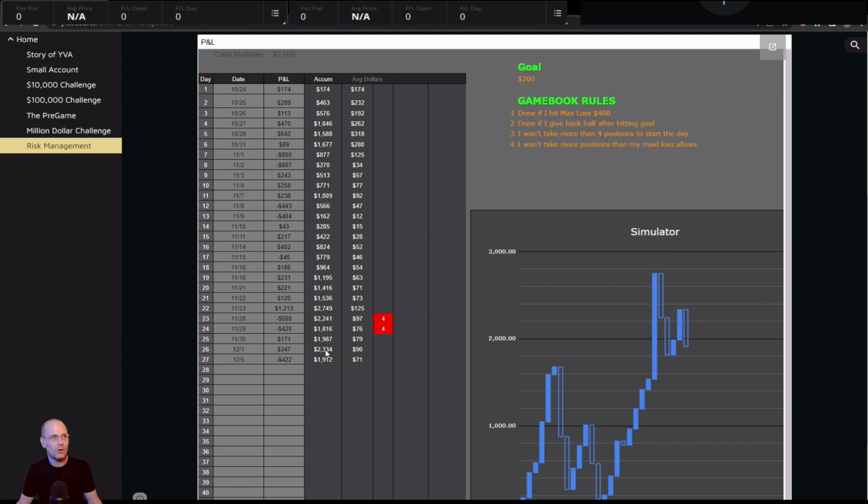The game book rules are that I'm done if I hit my max loss of $400. I am done if I give back half of my profit after hitting my daily goal. And I won't take more than 4 positions to start the day, and I won't take more positions than my max loss allows. So far, I haven't added anything else to these rules. They've been pretty solid for me, and I've managed to follow the rules for 3 straight days in a row. So these 2 days here, I broke rule number 4. That's why those are red 4s.